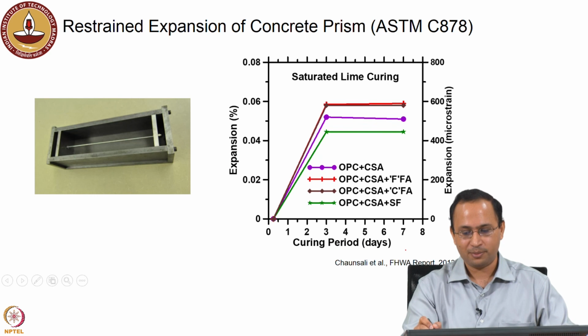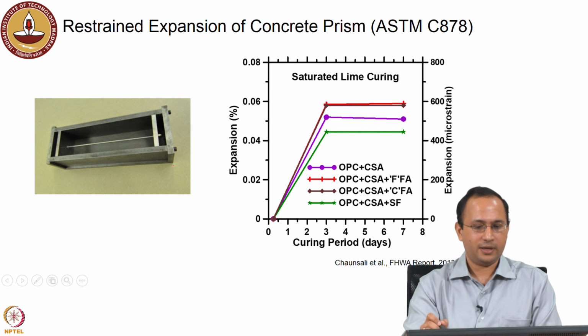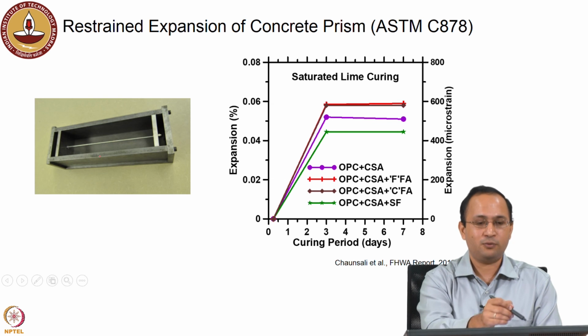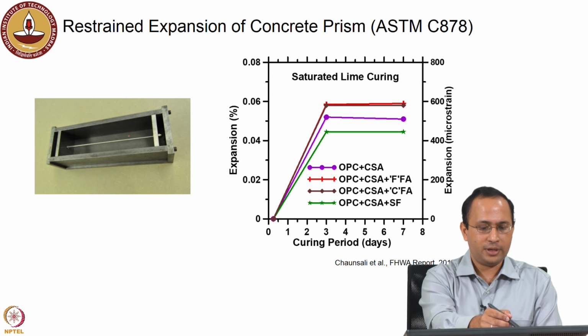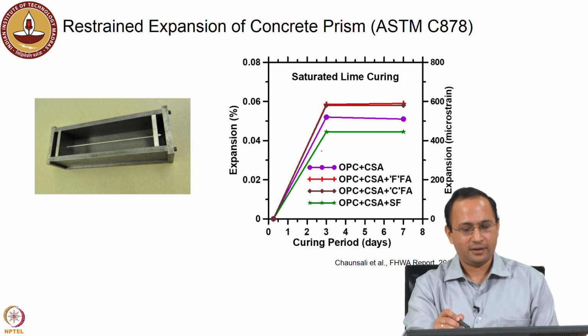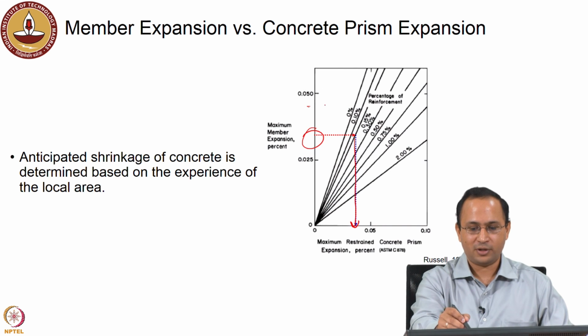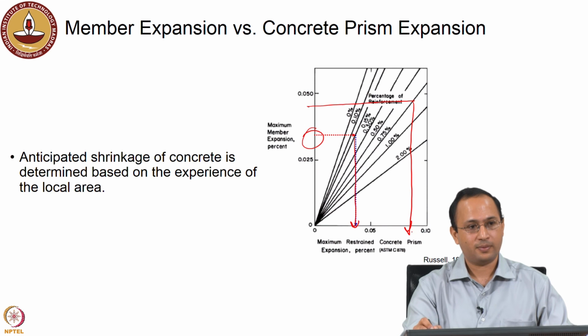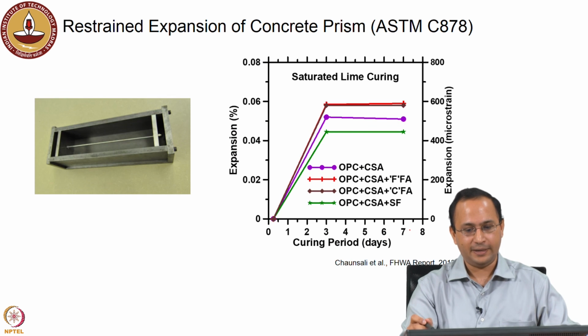And how do you do this concrete prism test? Basically, according to ASTM C878, you have this reinforcing bar, you pour your concrete, and then measure the early age expansion. So, in this case we are seeing the expansion from 0.04% to 0.06%, depending on what you have, but then again you can calculate it. If you are somewhere here and your percentage of reinforcement is here, then you would like to be here. So, you want the expansion of your restrained concrete prism somewhere here. So, this is a guide you can use.